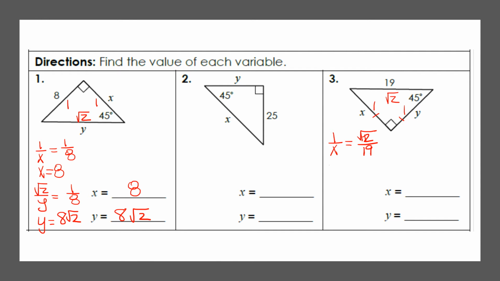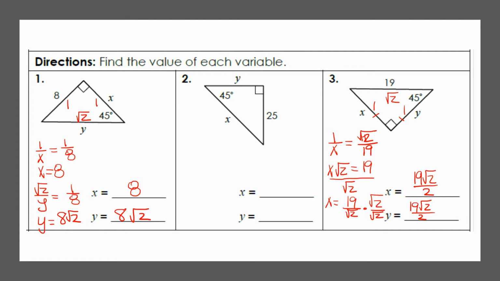Cross multiply, I get that x times the square root of 2 equals 19. I've got to get rid of the square root of 2, so I'm going to divide everything by square root 2. So I've got that x equals 19 divided by square root 2. I cannot leave a radical in the bottom, so I'm going to multiply by the square root of 2, top and bottom. So I actually get that x is 19 radical 2 over 2. Same for y because those two are congruent: 19 radical 2 over 2.